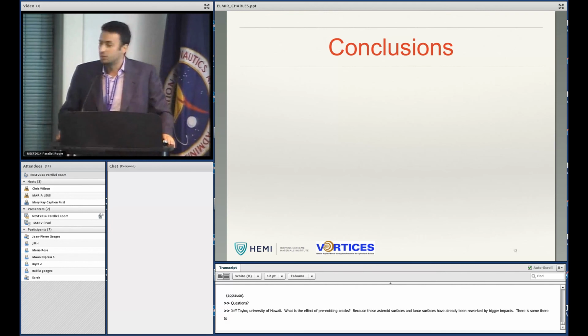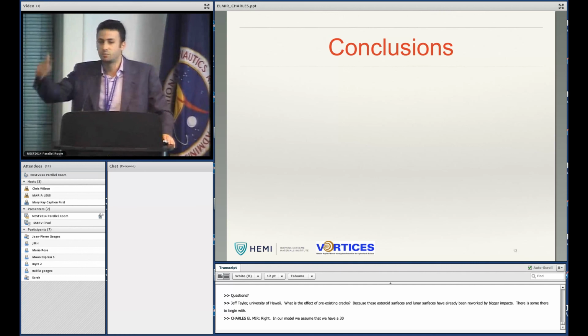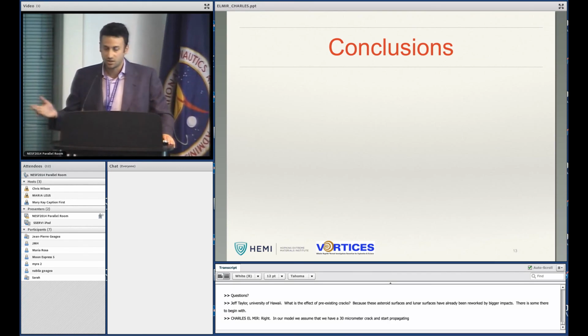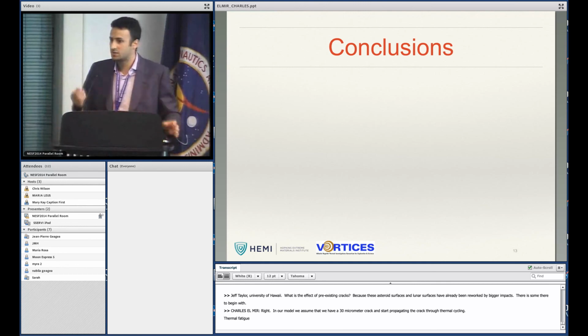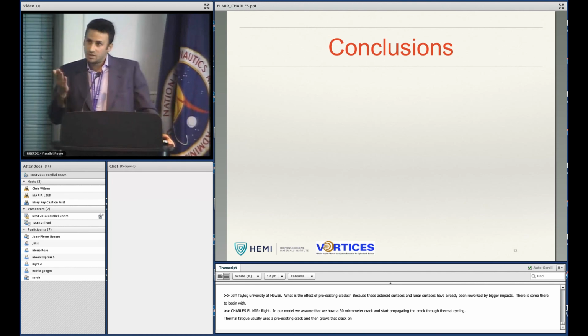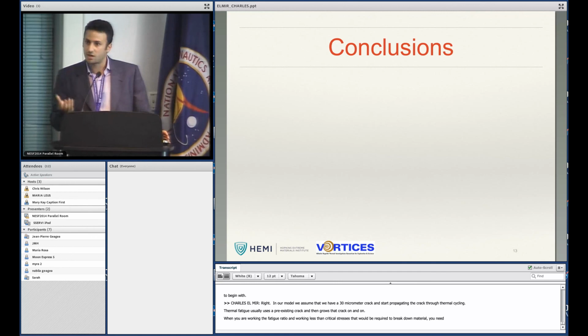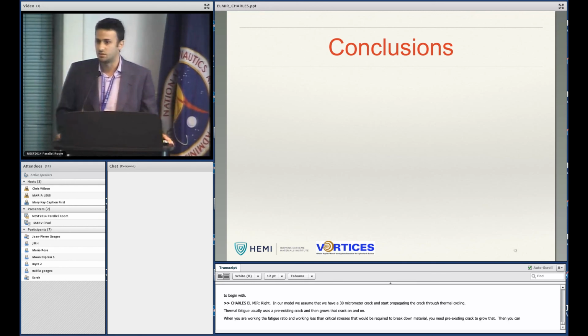Right. So in our model, we assume that we have a 30 micrometer crack, and we started propagating this crack through thermal cycling. Thermal fatigue usually uses a pre-existing crack and then grows that crack on and on. So when you're working in the fatigue regime, you're working at less than the critical stresses that would be required to break down a material. So you need some kind of pre-existing crack to grow, and then you could get some fragmentation due to this fatigue regime.